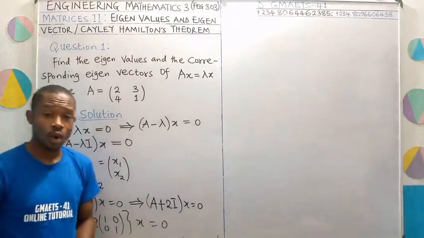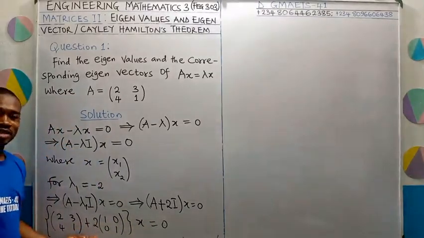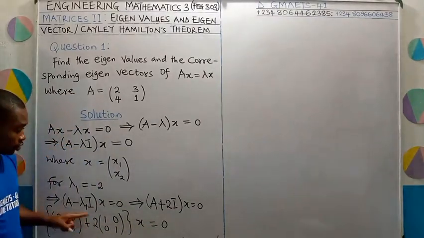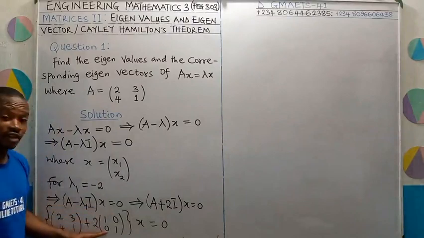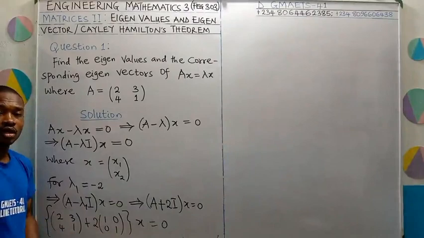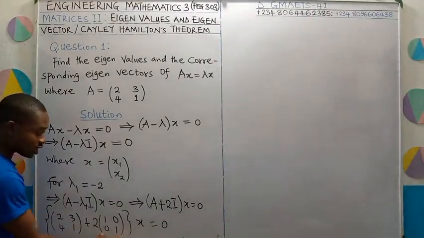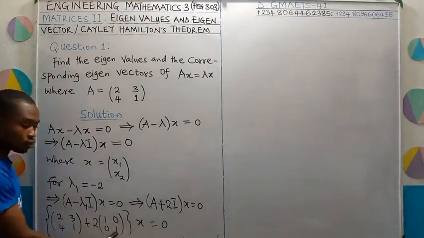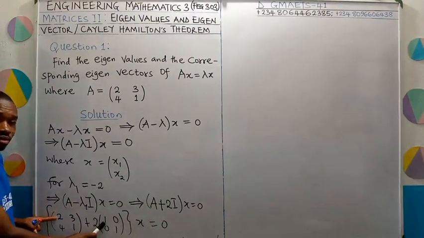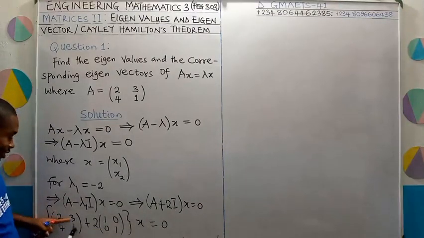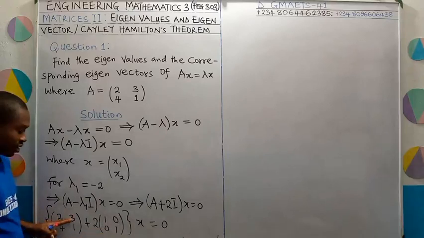Taking note that we are solving for what? x. This is matrix addition. It's a simple thing. 2 times 1 will give us 2, 2 times 0 will give us 0, 2 times 0 will give us 0, 2 times 1 will give us 2. Which means that this matrix is actually 2, 0, 0, 2. So we are adding this to it. 2 plus 2 will give us 4. And then 3 plus 0 will give us 3.